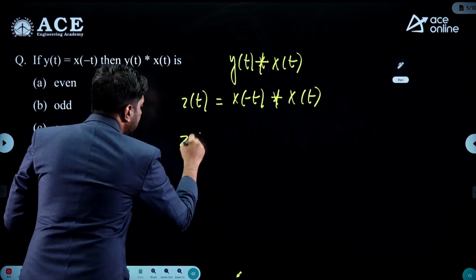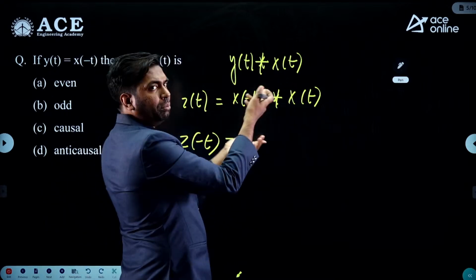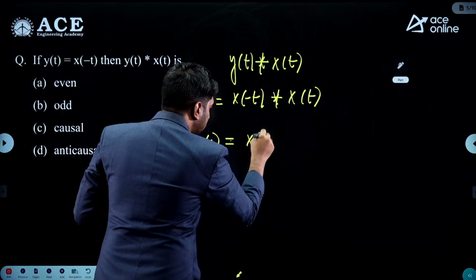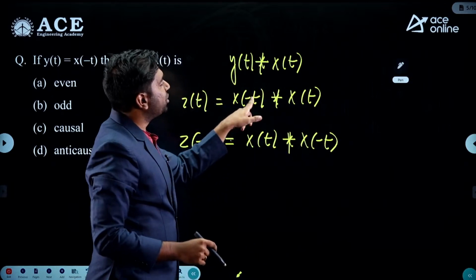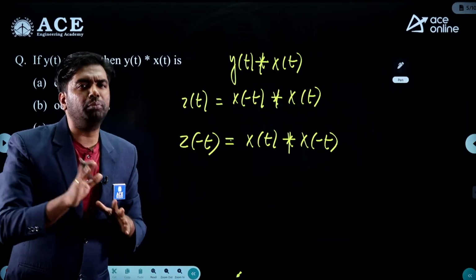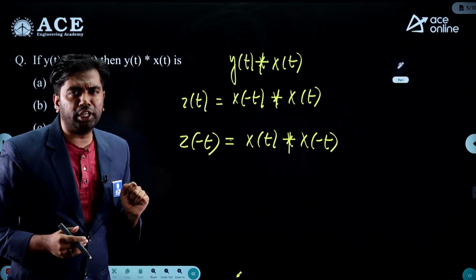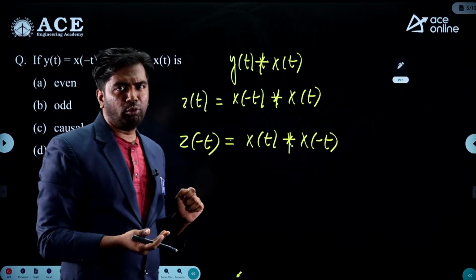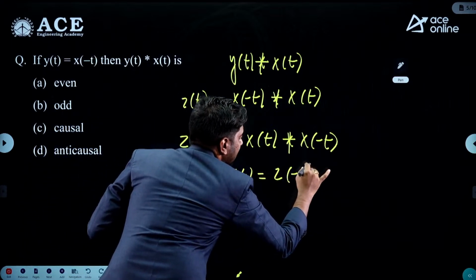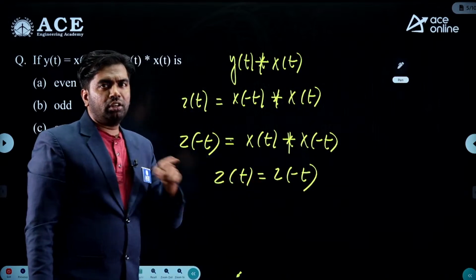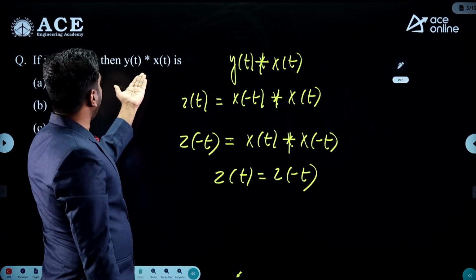So why don't you find what is z of minus t? So z of minus t would be, wherever there is t, you replace with minus t. As a result, you get this as x of t convolved with x of minus t. Now if you carefully observe, the convolution obeys the commutative law. That means this and this both are the same. We have learned that x of t convolved with h of t is exactly the same as h of t convolved with x of t. So from this we get that z of t equals z of minus t. Any signal satisfying this condition would be called an even signal. Therefore, this function that they created is even.